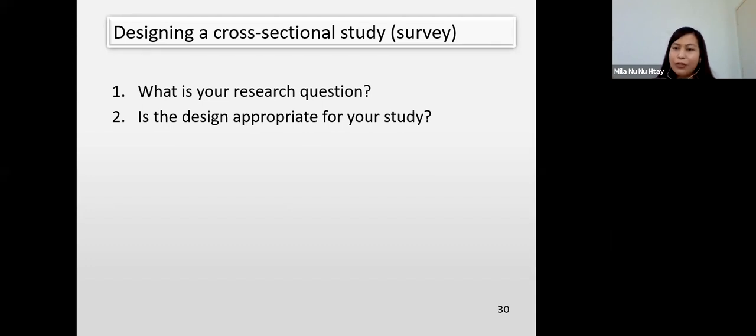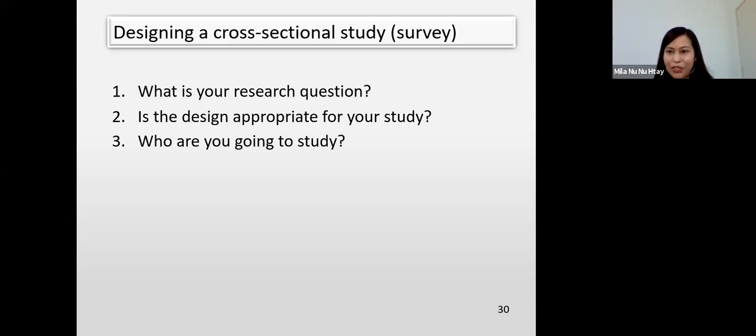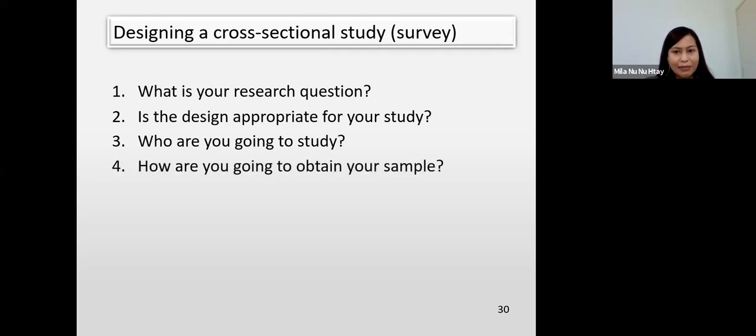That's why first we need to formulate our own research question, then consider what might be the best study design. Then you need to consider who you are going to study, in which area, and what population. For example, if my research question is related to medical education, then my study population will be the students or the teachers. If it is related to patients, then my study population is maybe the patients in the community. So we need to define who we are going to study and how to collect the sample.